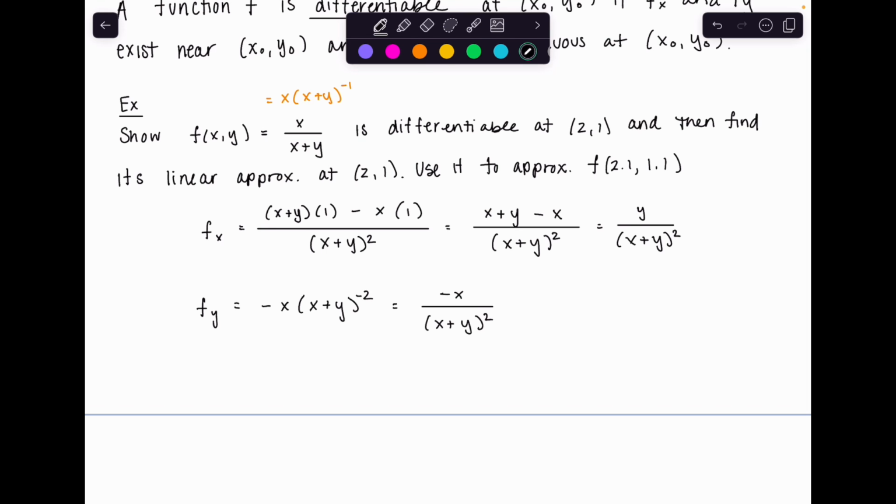Okay. So if I look at these two partial derivatives, the only time we're going to have an issue is if the denominator is equal to 0. So x is really negative y. Well, that's not the case for this particular point. So both of these functions are continuous at (2, 1).